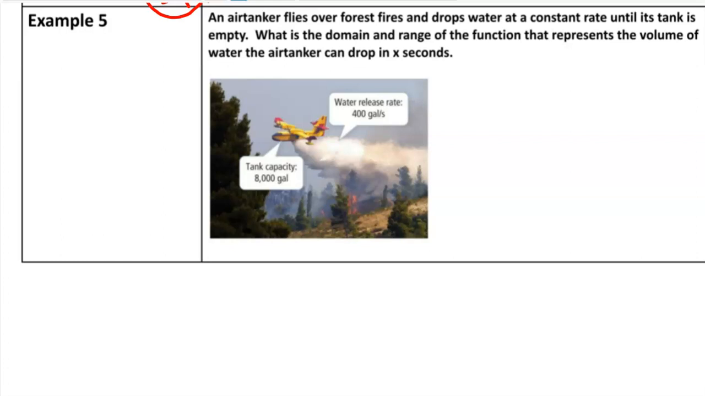An air tanker flies over forest fires and drops water at a constant rate until its tank is empty. What is the domain and range of the function that represents the volume of water the tanker drops in x seconds? I'll do this one in class. It's not that important going into your homework. Okay? Thank you.